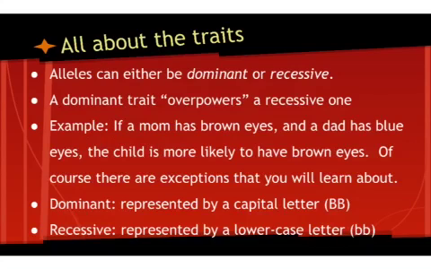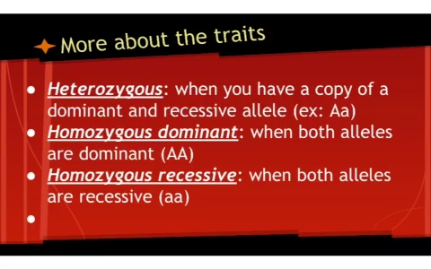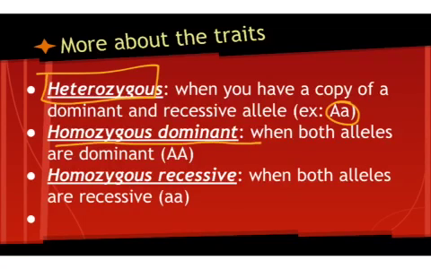Alleles can be dominant or recessive. Remember, a capital letter is going to be dominant, recessive is a lowercase letter. And then these are essential vocabulary words. Heterozygous is when you have the genotype big A, little a. Homozygous dominant would be big A, big A. Homozygous recessive would be little a, little a.